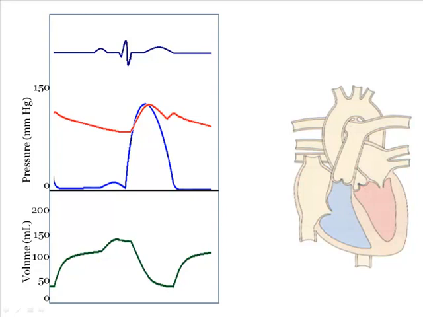Following atrial contraction, the QRS complex activates the ventricles, initiating ventricular contraction. This is the time the ventricles increase pressure, shutting the atrioventricular valve, but has not quite developed enough pressure to open the aortic valve and eject blood.